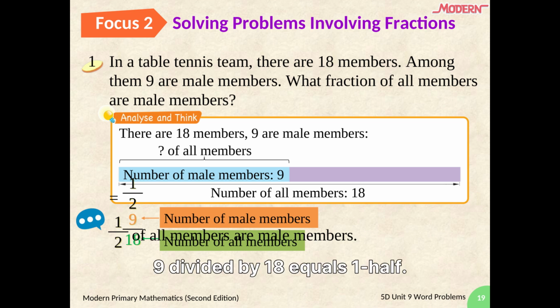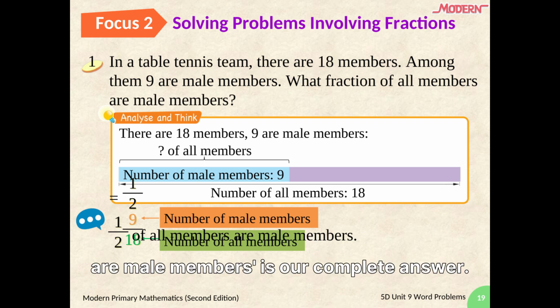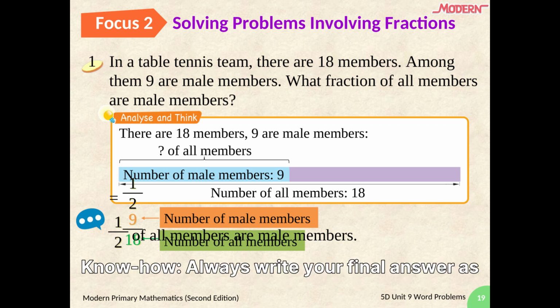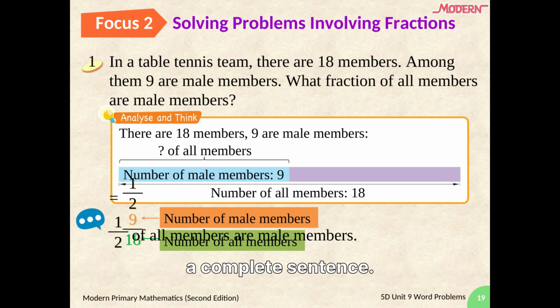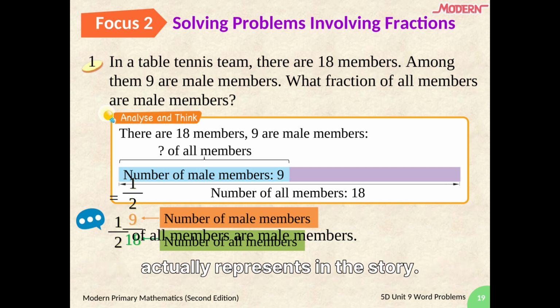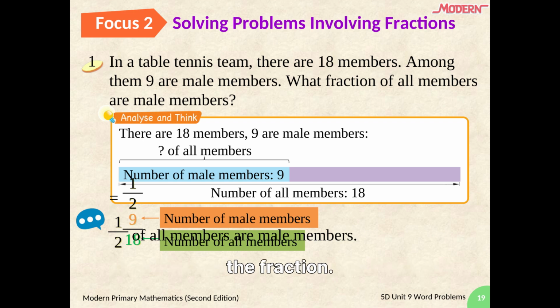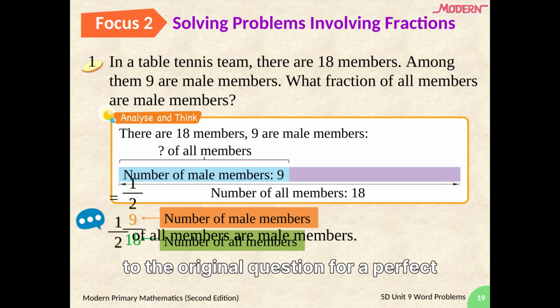Look at the calculation again. 9 divided by 18 equals 1/2. The final sentence, 1/2 of all members are male members, is our complete answer. Know-how: always write your final answer as a complete sentence. This shows you understand what the number actually represents in the story. To tackle these problems, don't stop at the fraction. Simplify it and then relate it back to the original question for a perfect result.